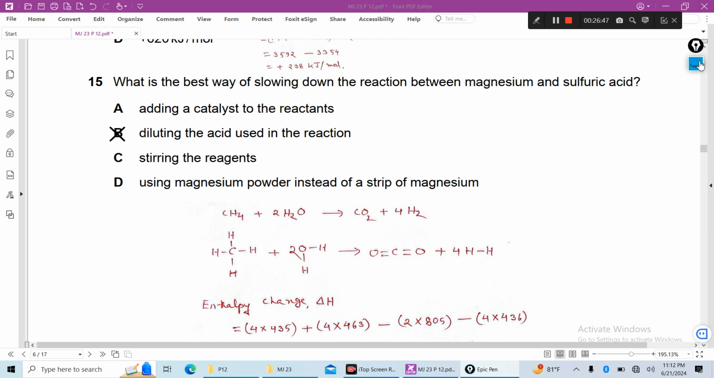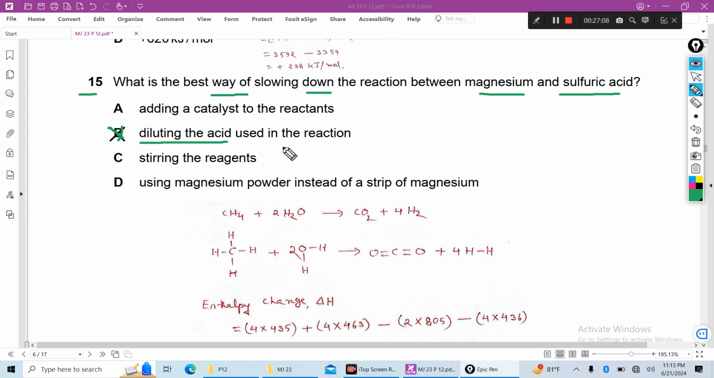15. What is the best way of slowing down the reaction between magnesium and sulfuric acid? How can you slow down the reaction when magnesium reacts with sulfuric acid? B is the right answer.